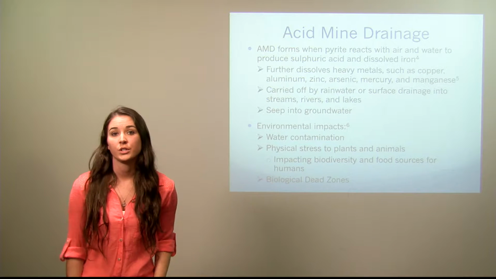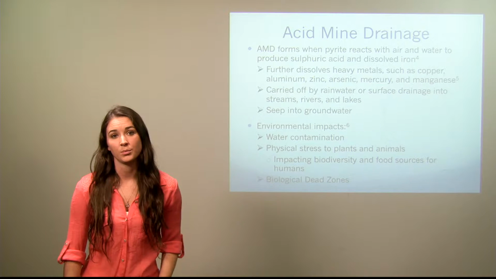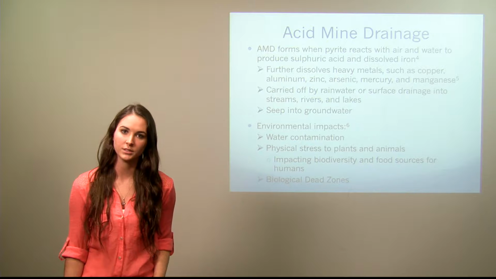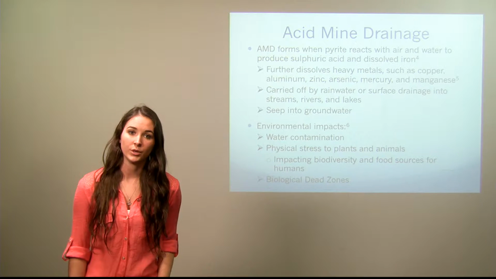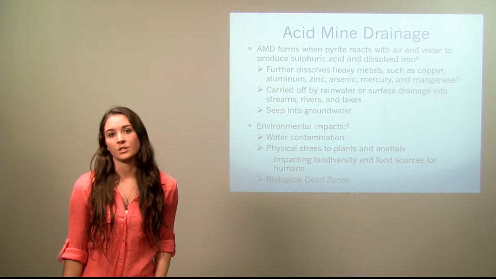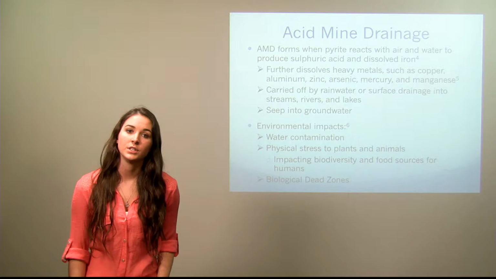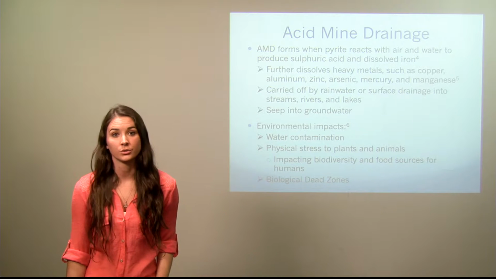It is then discharged into streams, rivers, and lakes, and it can also seep into groundwater. This is a problem because it contaminates water supplies. Acidic water with a high concentration of metal ions increases the toxicity of the water. This causes physical stress to plants and animals, impacting biodiversity and also food sources for humans. It can even result in biological dead zones.